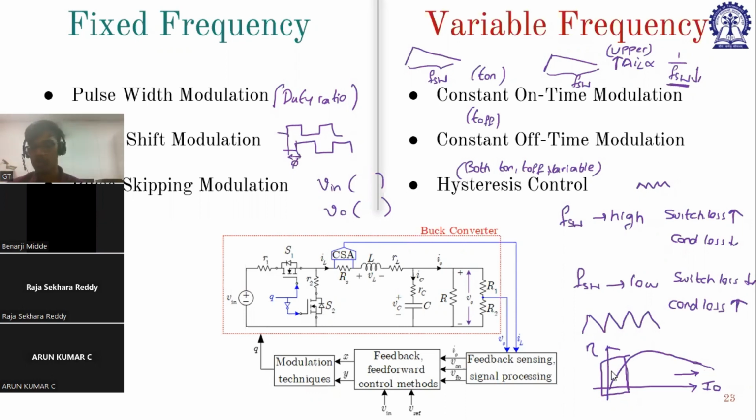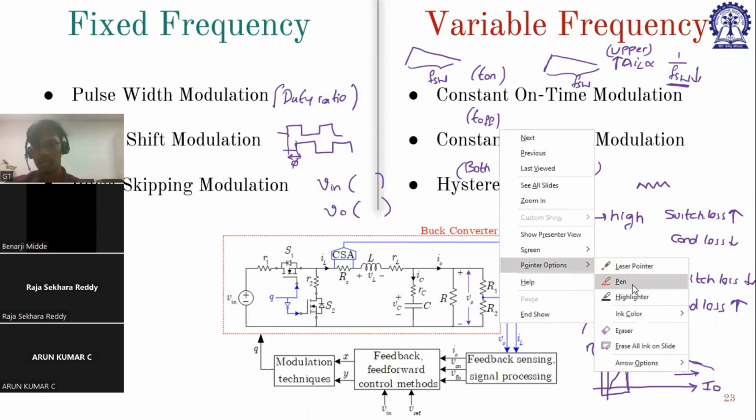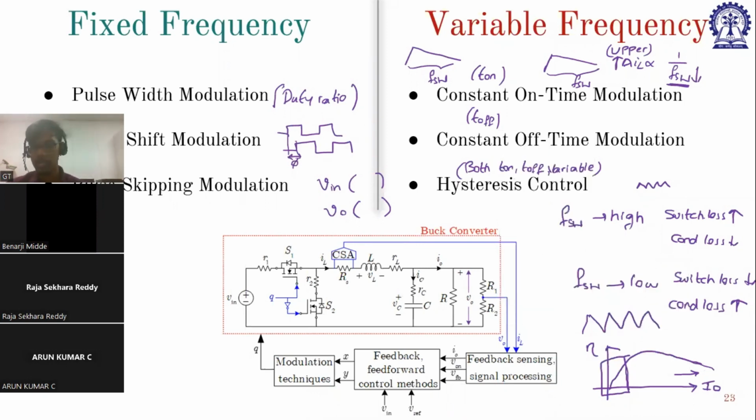So what they usually do is operate in one modulation technique at certain load conditions, and at the higher load they operate in other modulation techniques. So we are changing from, say, pulse skipping modulation to pulse width modulation. This is called multi-mode because you are operating in multiple modes. Again, it is not so simple, because you should decide at what point of I naught you are shifting from PSM to PWM, and the transition has to be smooth. All these things come into the picture.